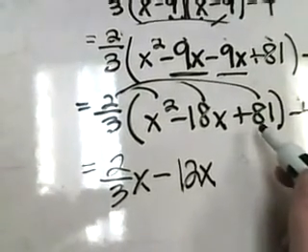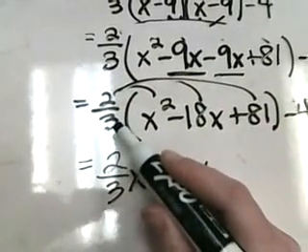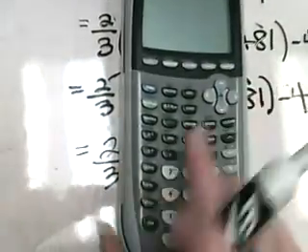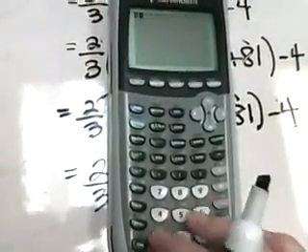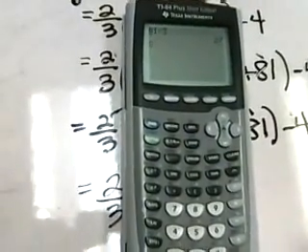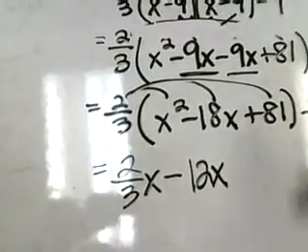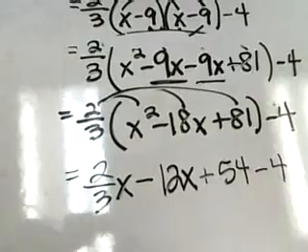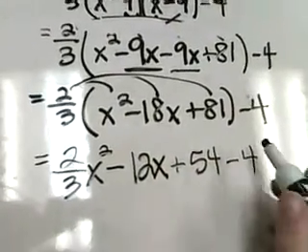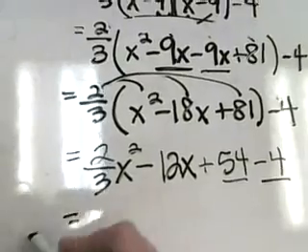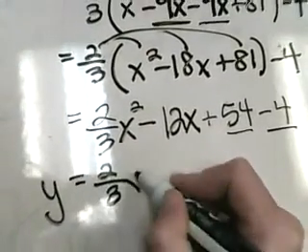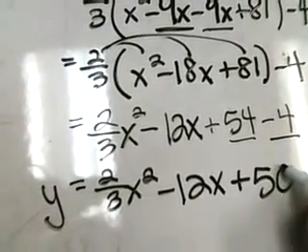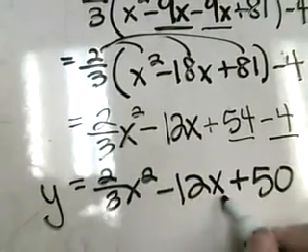81, now this one might be a little more difficult. 81 divided by 3, ooh, shoot, maybe we don't know that. So what? Do that on your calculator. What's 81 divided by 3? That's 27. 27 times 2, 54. Then I have minus 4. Oops, I forgot my square. Sorry about that. Now I can combine these guys. So I have y equals 2/3 x squared minus 12x plus 50. Now I have ax squared plus bx plus c.